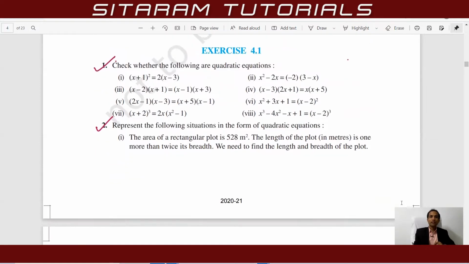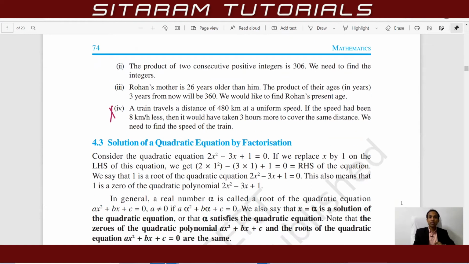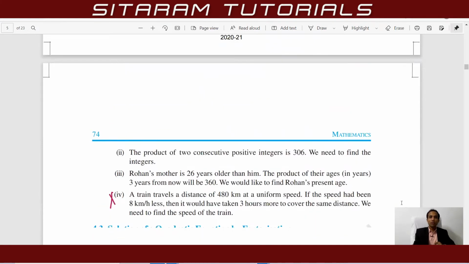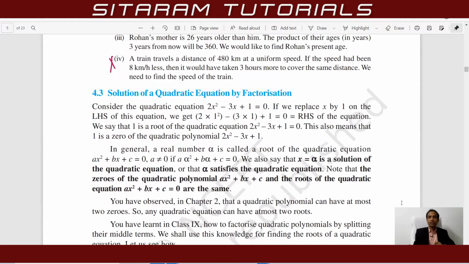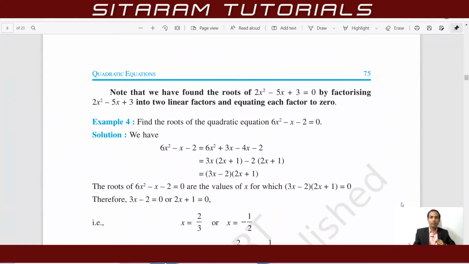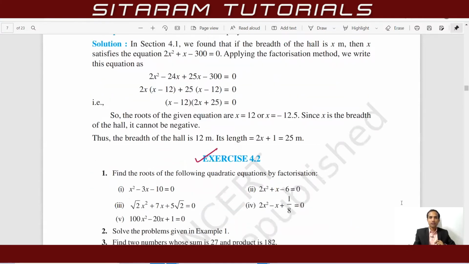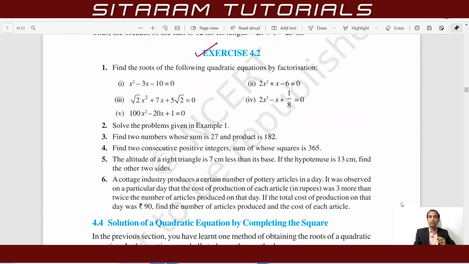Now if you go to exercise 4.1, first one is there in the syllabus, second one is also there in the syllabus. But in the second bit, if you see fourth question, a train travels, these type of questions are not going to come for the exam. Why? Because these questions come under reducible quadratic equations. So that's why these questions are not going to come. Now fourth example is also there, fifth is also there, sixth is also there. Now exercise 4.2 complete exercise is going to be there.